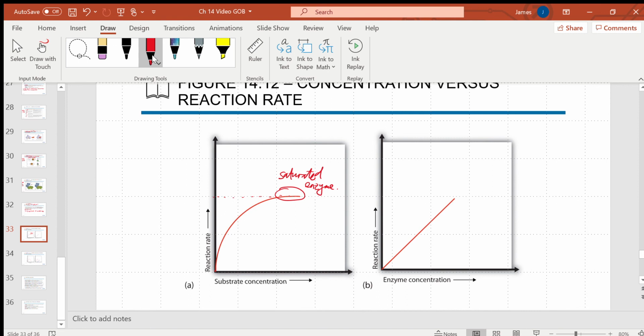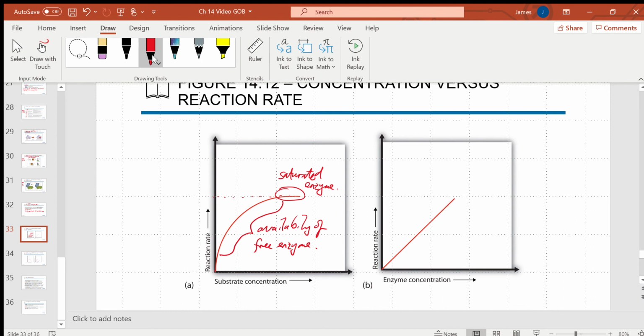But we get saturated. Now we can start to slow down, because at this part here, we have an availability issue. Availability of free enzyme is starting to get lower and lower.